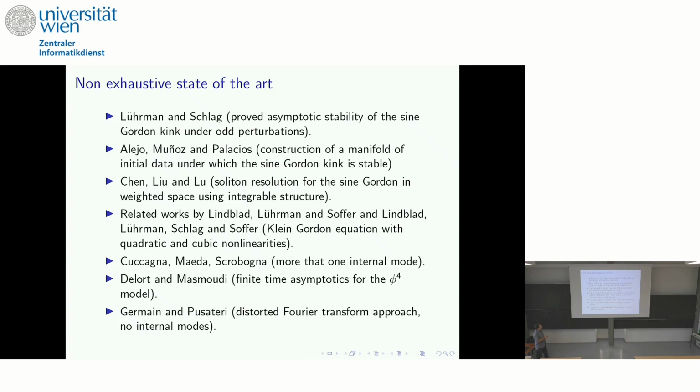They use a very special property of the sine-Gordon equation, of the potential of the quadratic term that you get when you linearize around the kink. So this is very, very interesting. Another interesting contribution is by Alejo, Munoz, and Palacios. They construct a manifold of initial data for which the sine-Gordon kink is stable. And this manifold does not consist of odd initial data. So this is a different type of initial condition, okay? But this is just a manifold of infinite codimension.